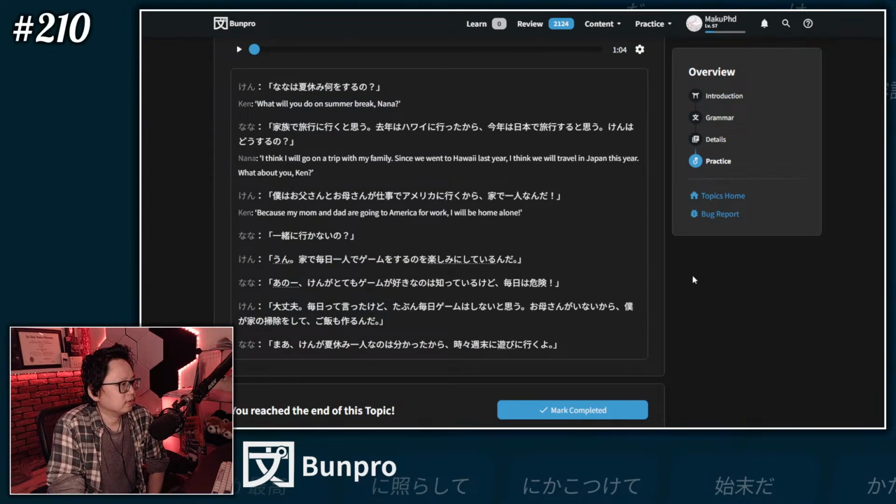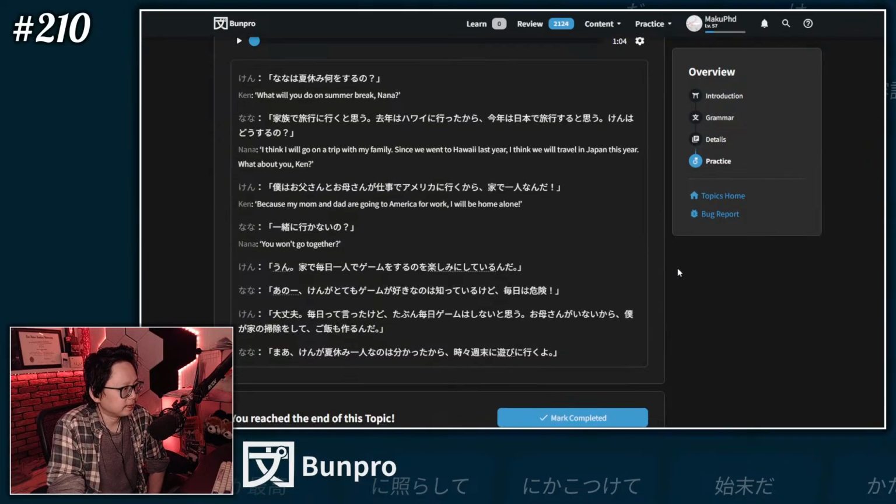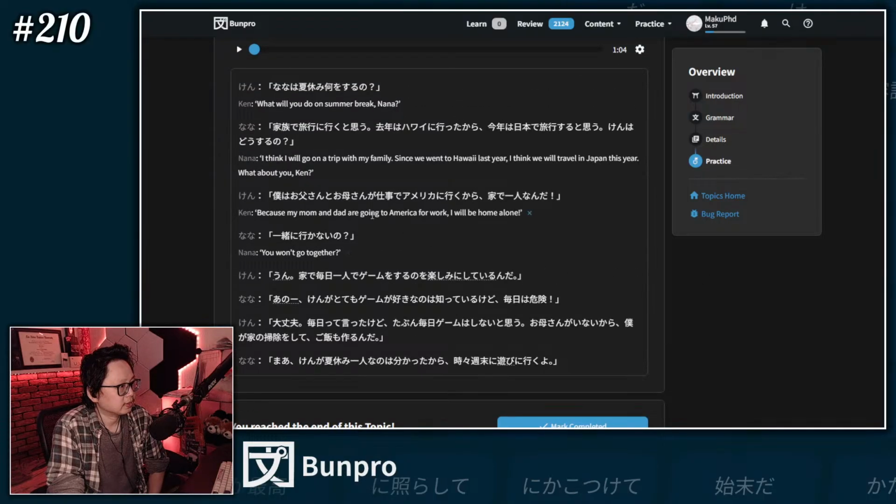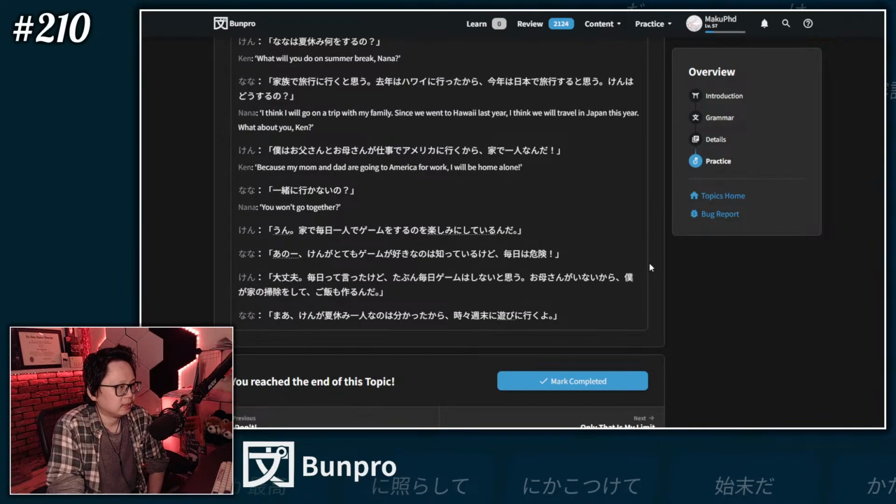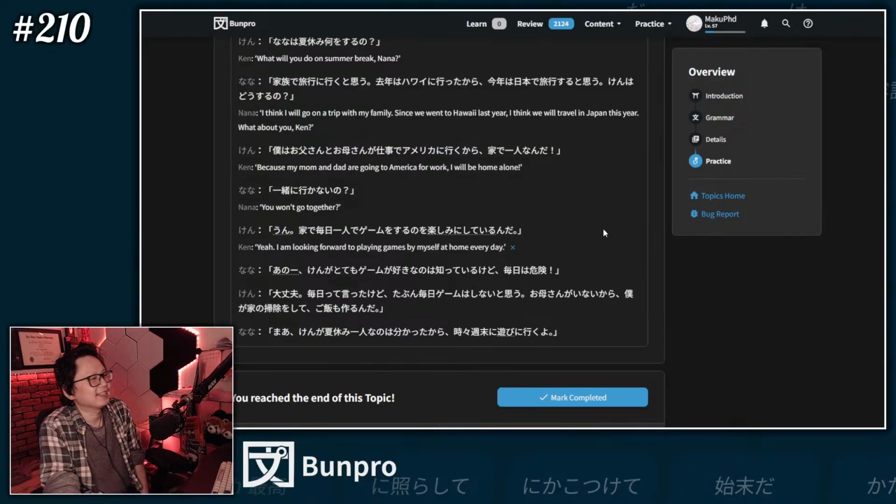Then Nana says, why didn't you go together? Like, you won't go together? Sorry, this is are going, not was going or have gone. Like, are going in the present, non-past. And it's like, yep. I'm looking forward to playing video games every day at home, by myself, basically. 一人で, not 一緒に, sorry.